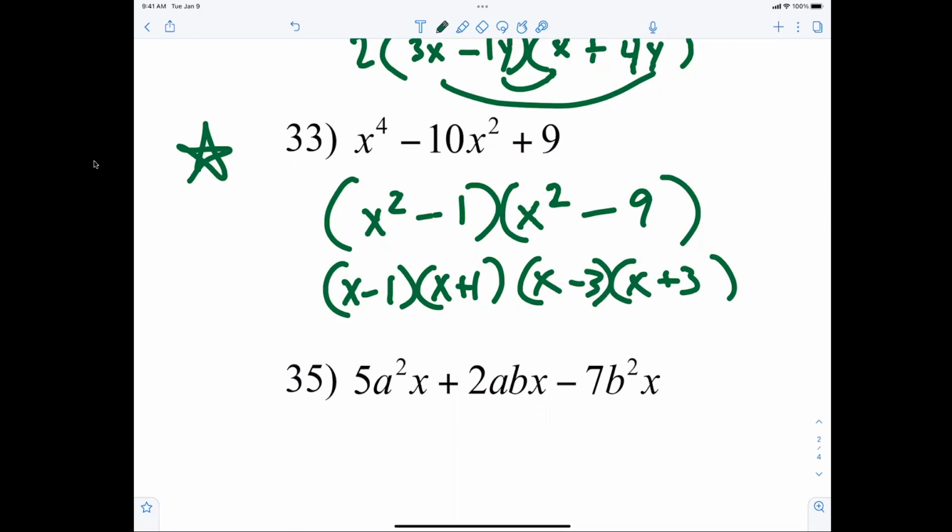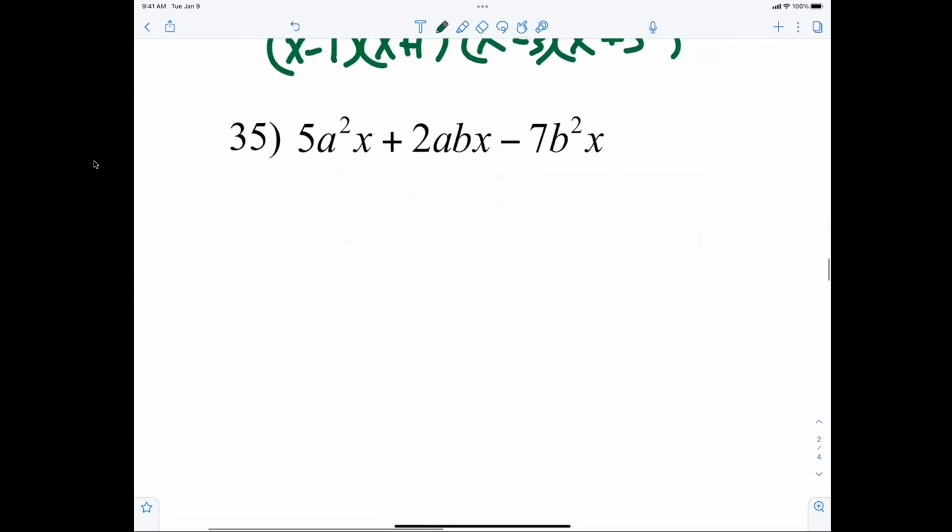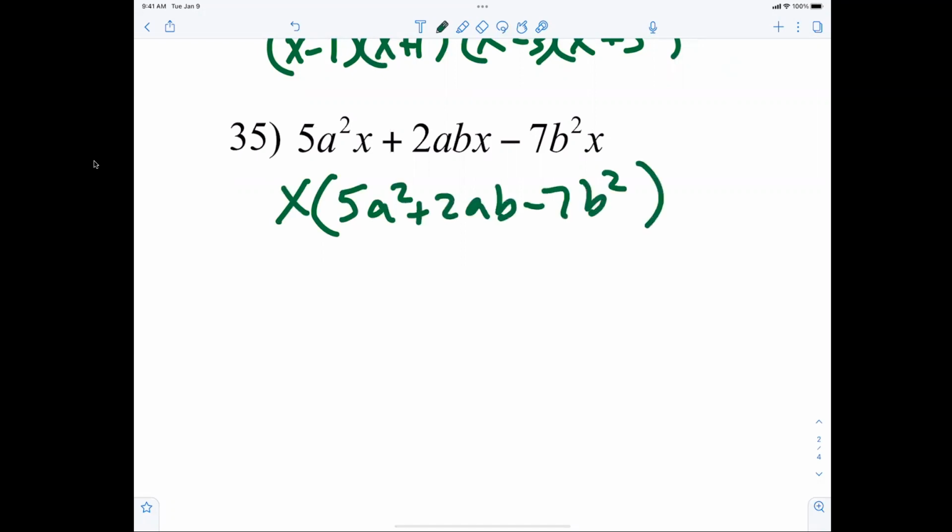All right, here we go. Take a look at 35. What's common? Actually, no, it's not. Thank you for looking carefully. There's a common x. 5a squared plus 2ab minus 7b squared. All right, how do I make 5a squared? 5a and a. What about 7b squared? 7b and b. Where's 7 gonna go?